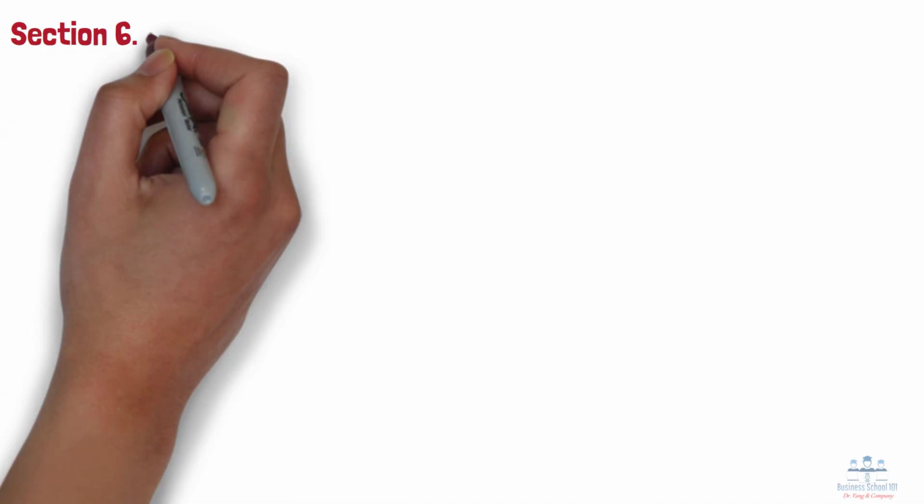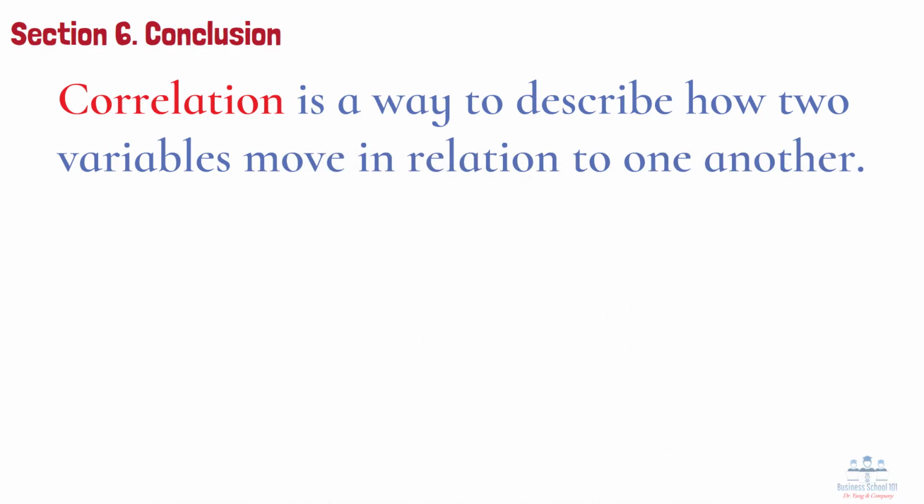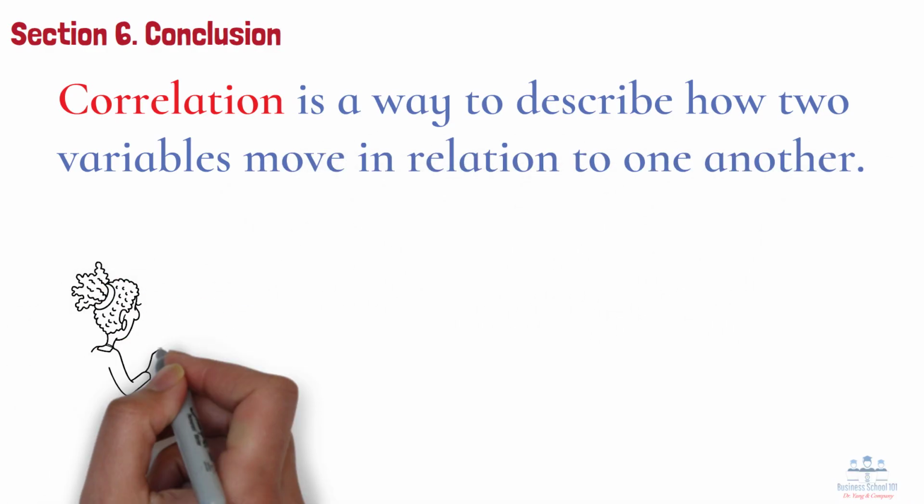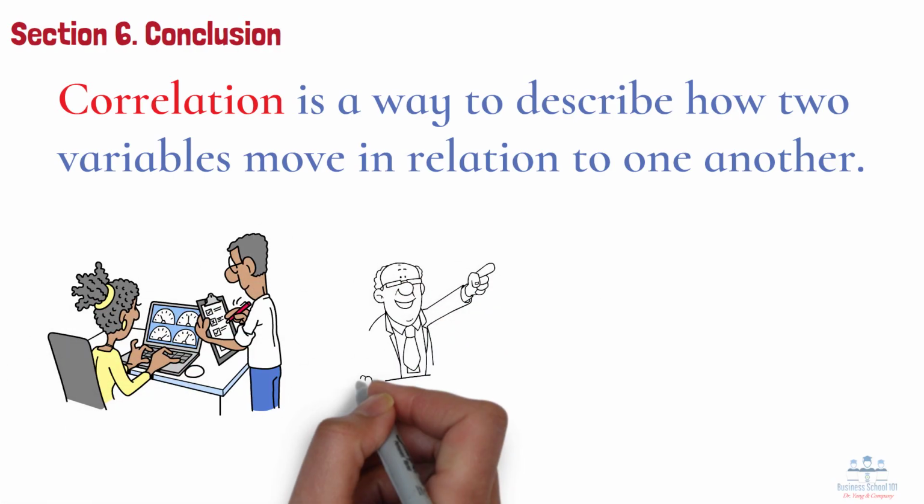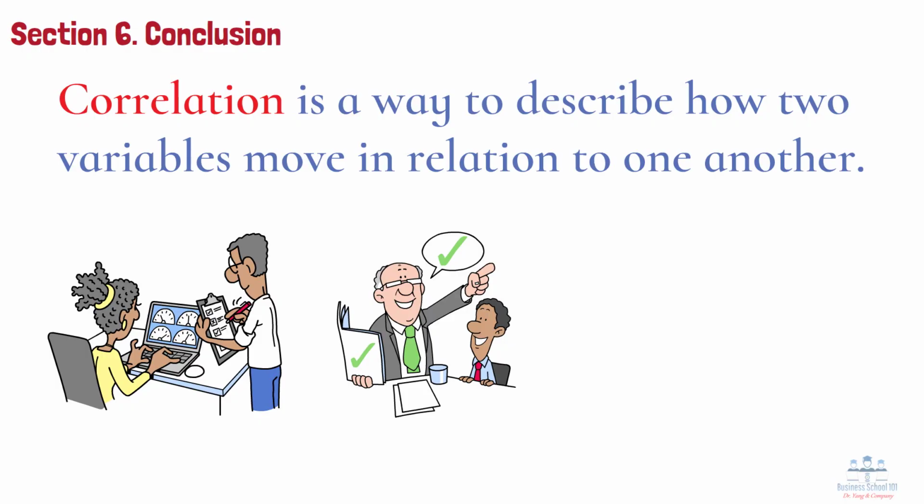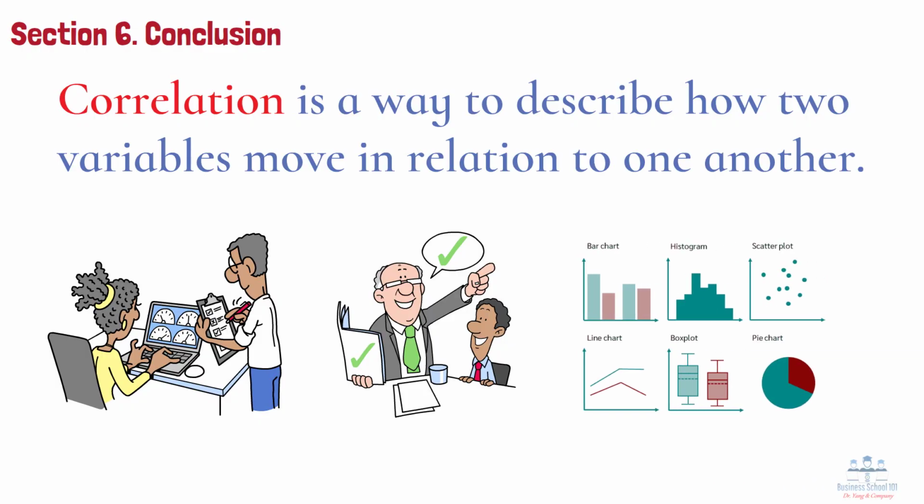Section 6. Conclusion. To wrap up, correlation is a way to describe how two variables move in relation to one another. Whether you're improving customer experience, optimizing ad spend, or forecasting demand, understanding correlation can provide a competitive edge. But remember to stay critical. Use scatter plots, line charts, heat maps, and coefficients.